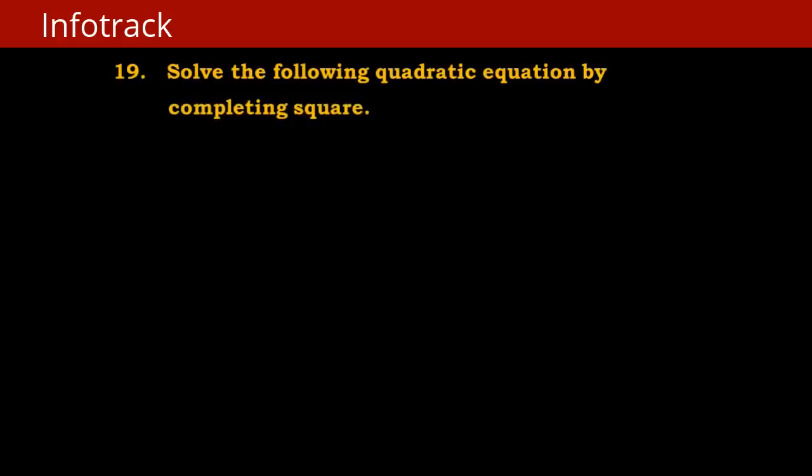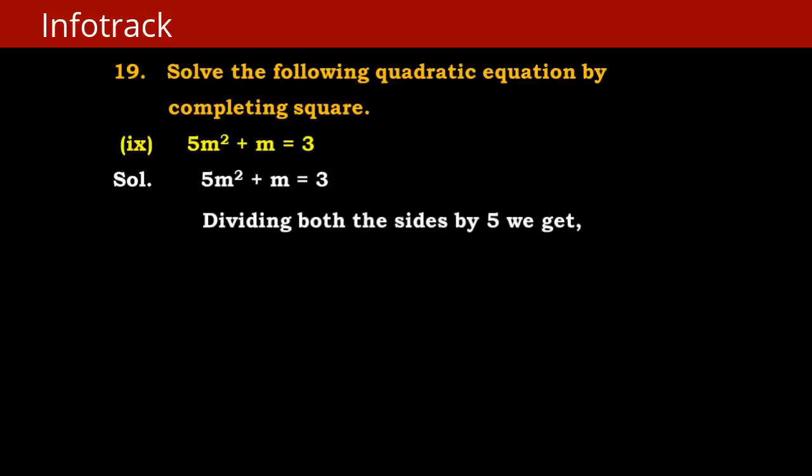See, the next question is 5m square plus m is equal to 3. In this we can observe the constant term is at RHS, and the coefficient of square term, that is m square, is 5. So you have to make it 1 first. So dividing throughout by 5, we get m square plus 1 upon 5m is equal to 3 upon 5.